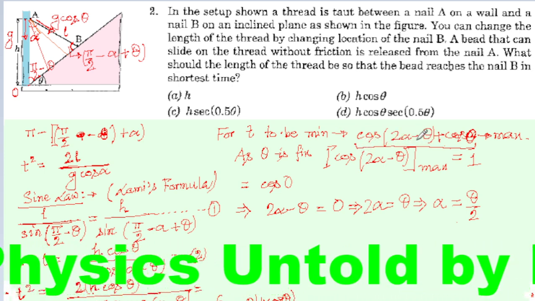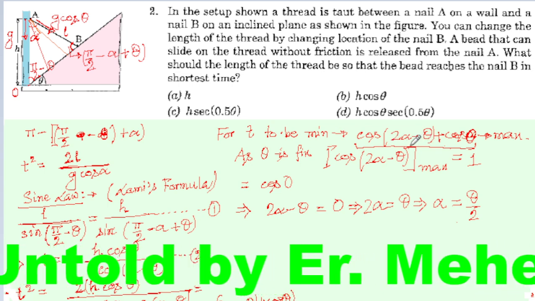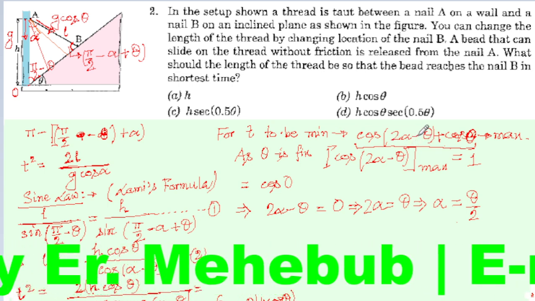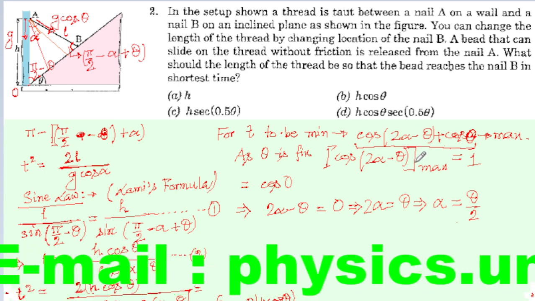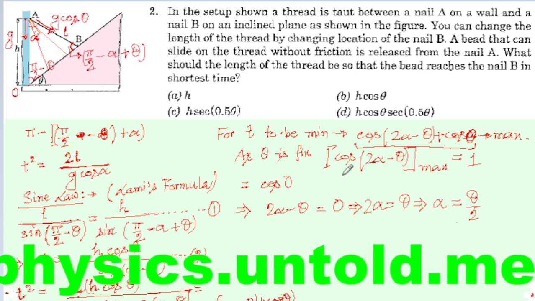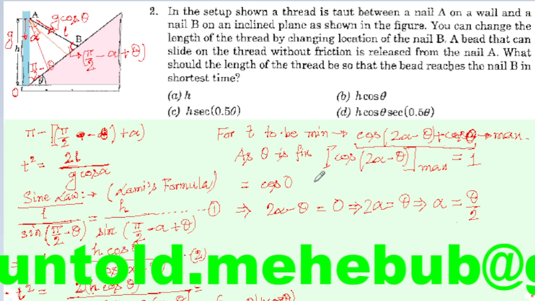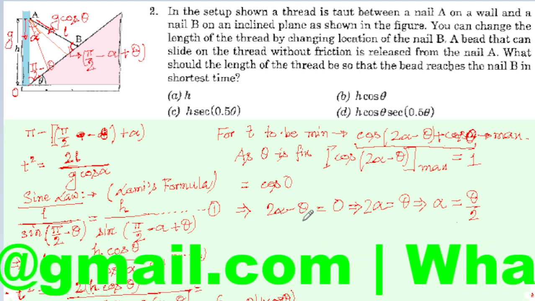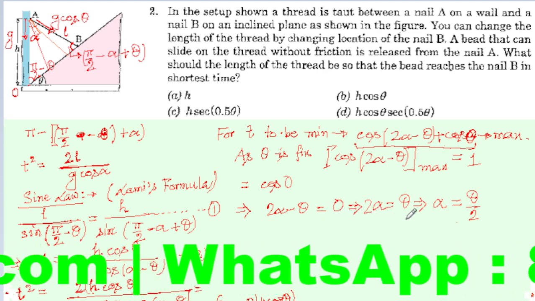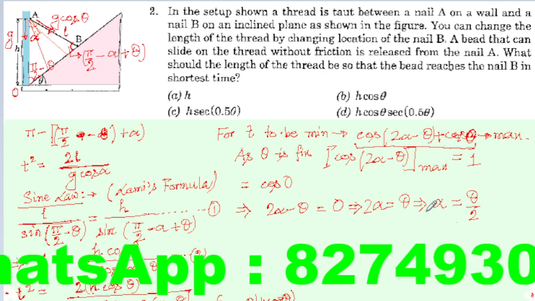Now the only variable quantity is cos(2α − θ). If this can be varied, the maximum value of cos(2α − θ) is equal to 1, which occurs only when the angle is 0. Therefore we can write cos(2α − θ) = cos 0, so 2α − θ = 0, or 2α = θ, or α = θ/2.